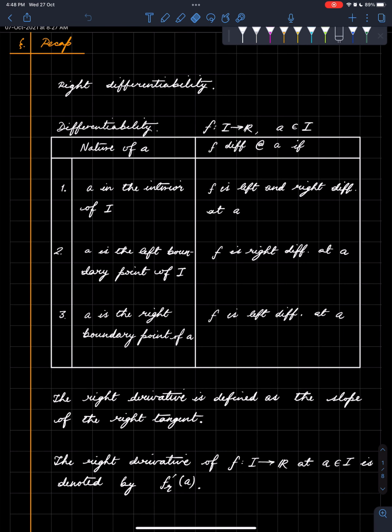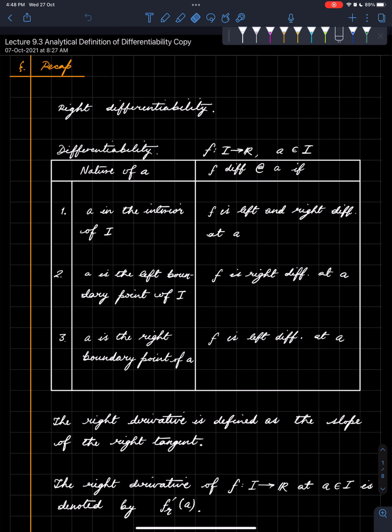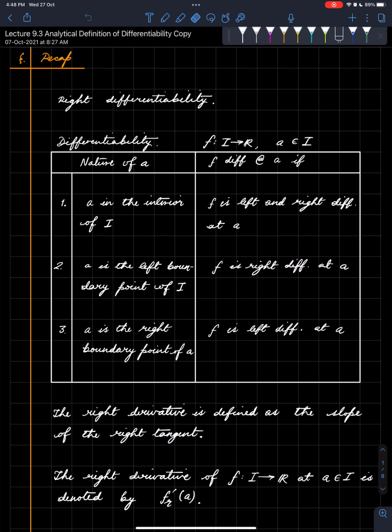Welcome to this lecture in the ongoing series of lectures in real analysis. Today we'll be looking at the analytical definition of differentiability, which is the traditional definition as found in textbooks. Let us look at what we did the last time.